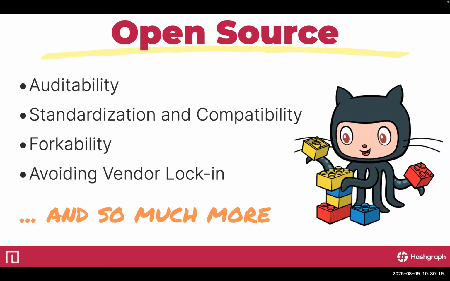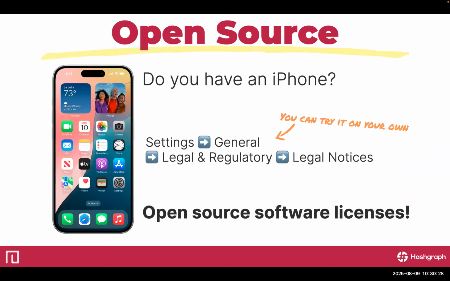And I mean, open source, some years ago, people might be afraid of it. However, it's everywhere, right? So if you assume you are not using open source, maybe just take out your phone. On the iPhone, you can easily go to Settings, General, then Legal and Regulatory, and then Legal Notices, and you will see all the open source projects that are used in your phone with all the licenses and so on.